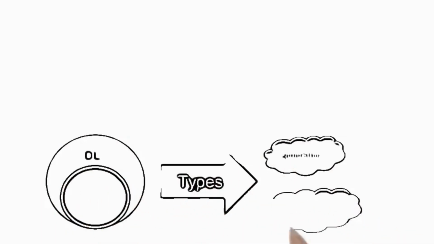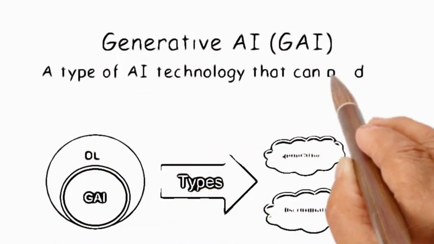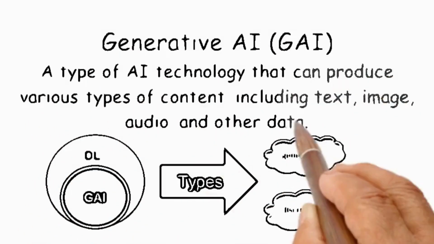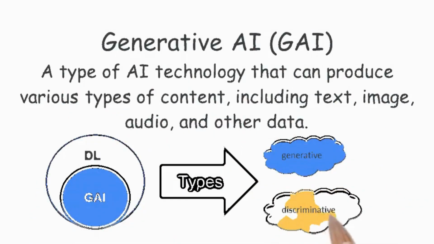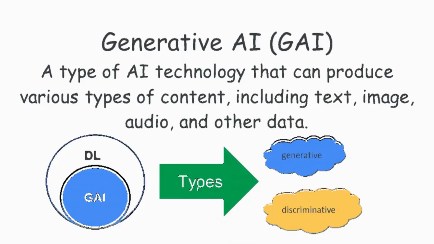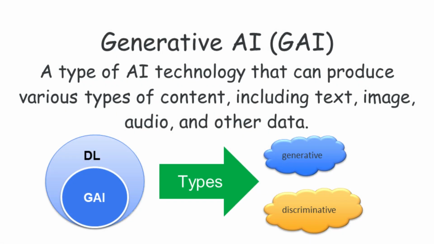Generative AI is a type of artificial intelligence technology that can produce various types of content, including text, image, audio, and other data. It is a subset of deep learning, which means it uses artificial neural networks, and can process both labeled and unlabeled data using supervised, unsupervised, and semi-supervised methods. For those of you who don't know about the above-mentioned data and methods, please watch my previous video which talks about AI. Deep learning models can be divided into two types, generative and discriminative.